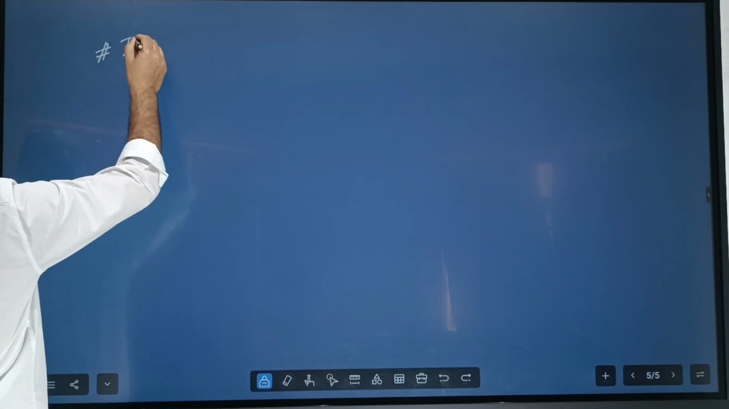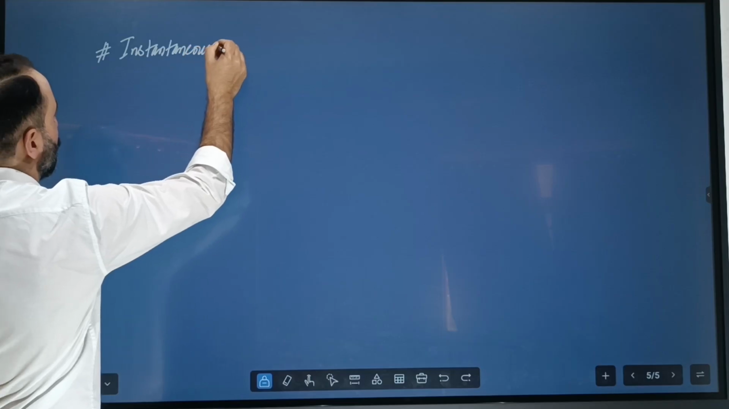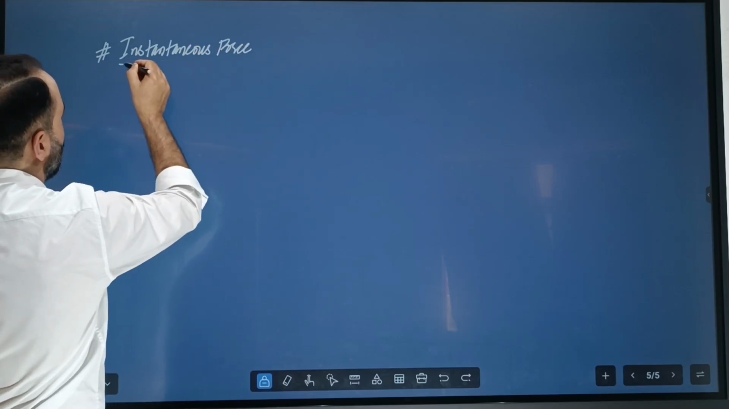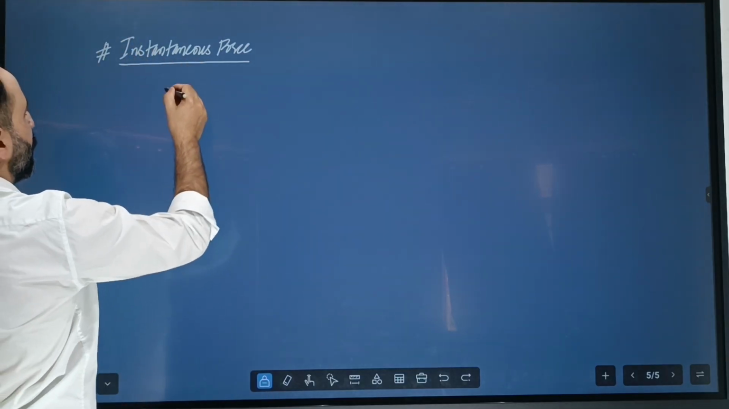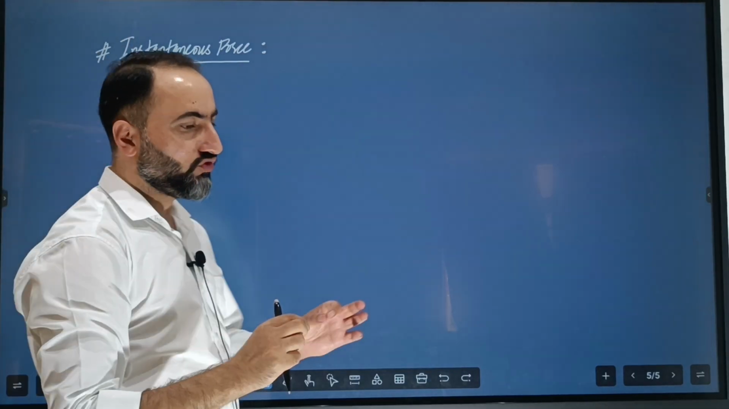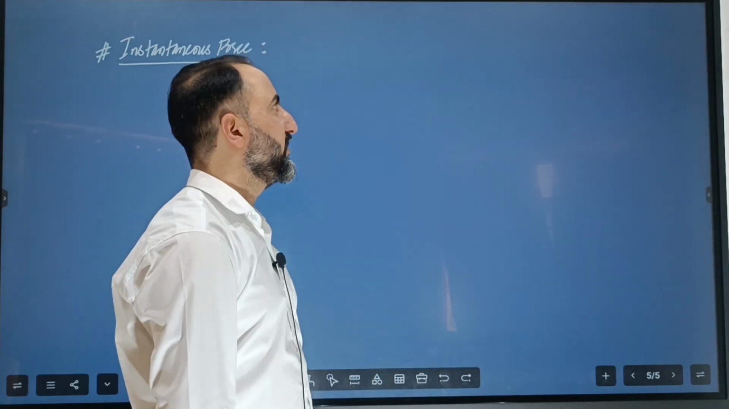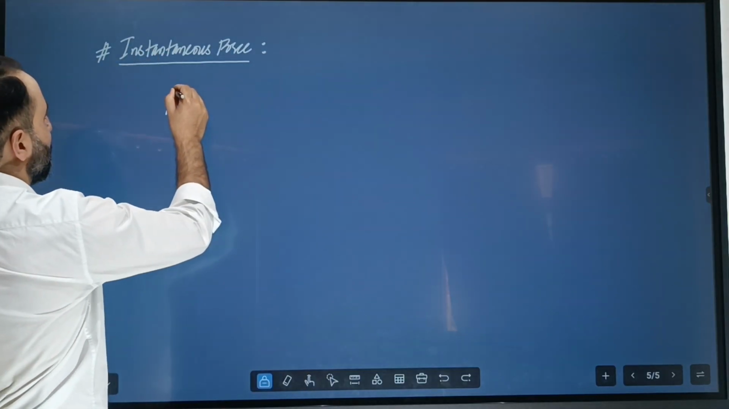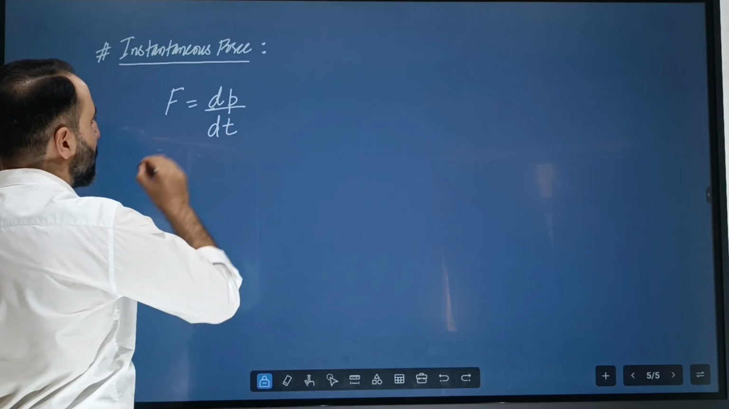Number one is instantaneous force. It's a bit similar to kinematics, this topic, instantaneous force. Instantaneous force means force at an instant of time. For example, there is an object right now, the force on the object is equal to 10 Newton. This 10 Newton is the instantaneous force. Right now, at this moment, what is the force on the object? That's called instantaneous force, and it is given by F equal to dp divided by dt, which is the rate of change of momentum with respect to time.